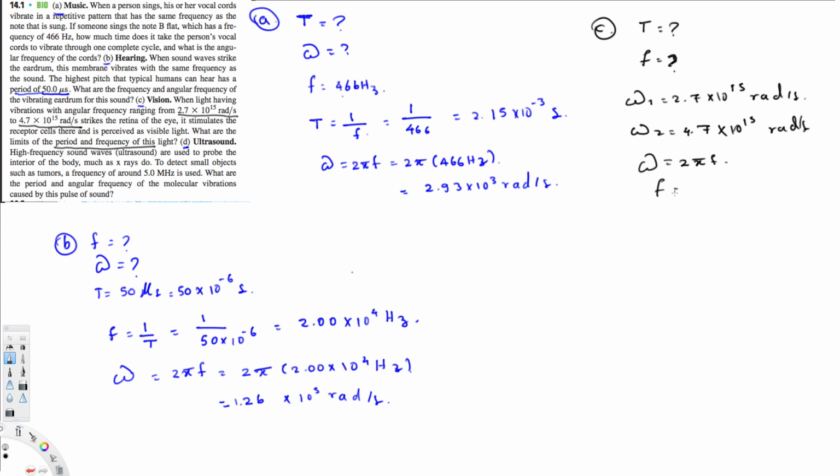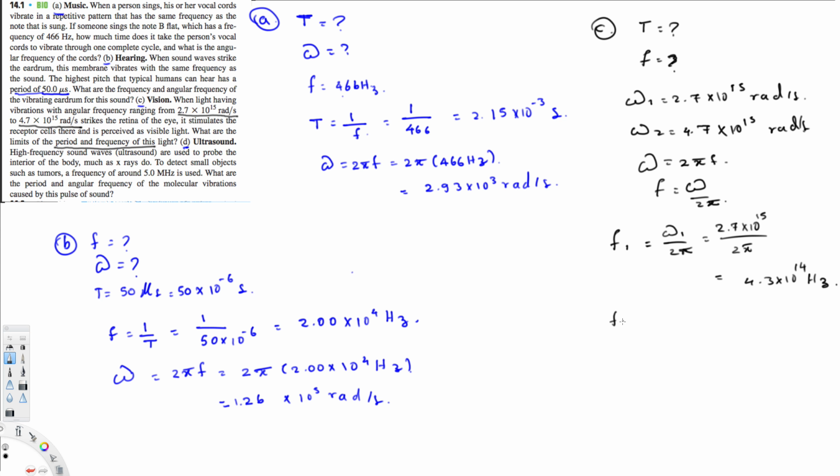So therefore f is going to be equal to omega over 2 pi. So let's do this for omega 1. If I want to find f1, that's going to be omega 1 over 2 pi. We know that omega 1 is 2.7 times 10 to the power of 15 divided by 2 pi. That gives us 4.3 times 10 to the power of 14 hertz.